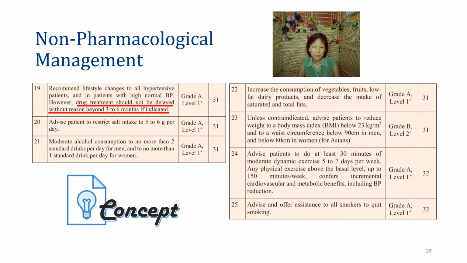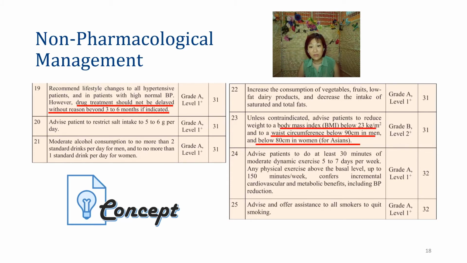And so it's actually written in the fine print here when you read a bit further, so you have to remember it as opposed to the flow chart that you saw earlier. It is also necessary to advise patients to restrict salt intake to 5 to 6 grams a day, moderate alcohol consumption, and increase consumption of fruits and vegetables as well.